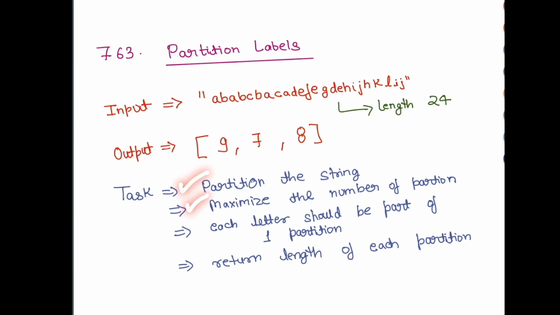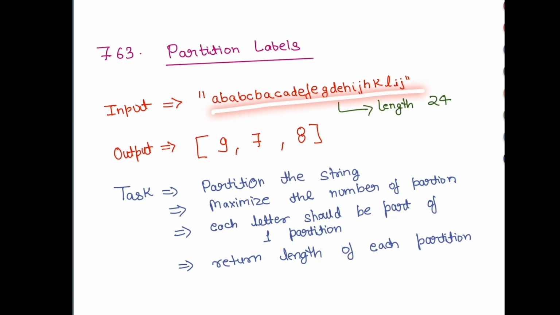The second point is we need to maximize the number of partitions. We need to try to make the maximum number of partitions. So instead of making just 1 or 2 partitions, you try to maximize them: 1 partition, 2 partitions, 3 partitions, 4 partitions, and more. But the rule is each letter should be part of only one partition.